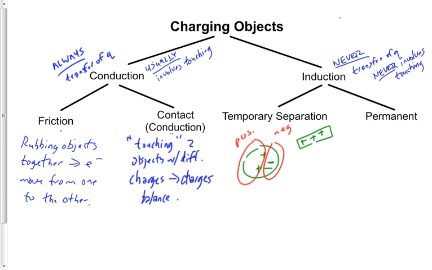It's temporary, because it's not permanent, separation because it doesn't actually charge the object, positive or negative. It just pushes or pulls the negatives one way or the other to make it positive on one side and negative on the other side. Let's draw another picture here.